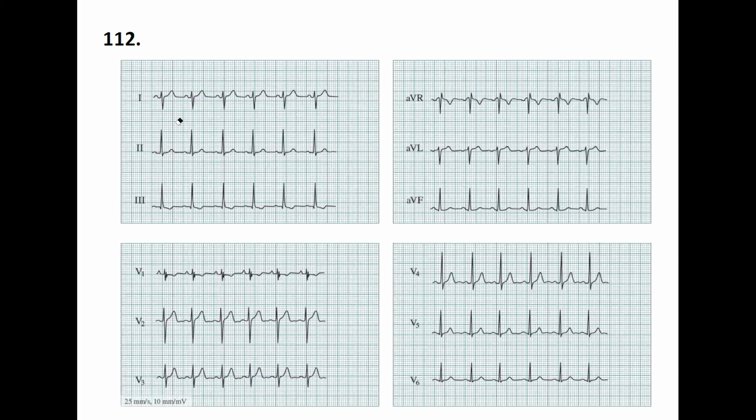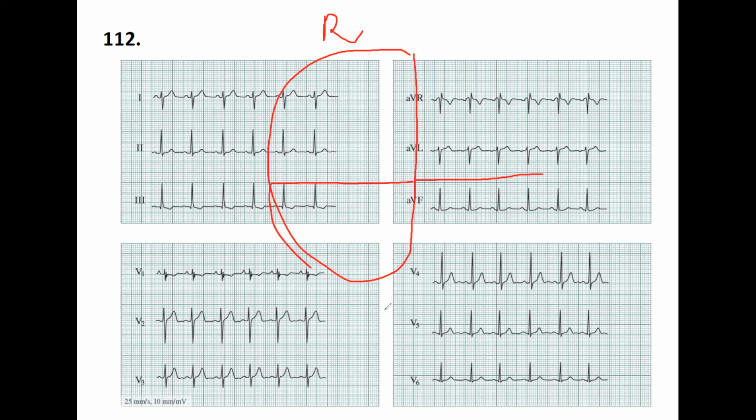We do have P waves. Okay, we do have P waves, so that's a sinus tachycardia. Okay, I can accept it. All right. Axis. Lead 1 is negative, so we are on the right side. Looking at aVF, that's positive, so we are somewhere here.